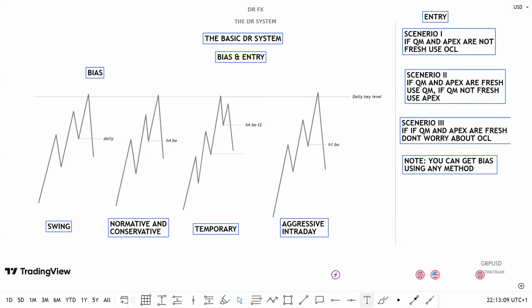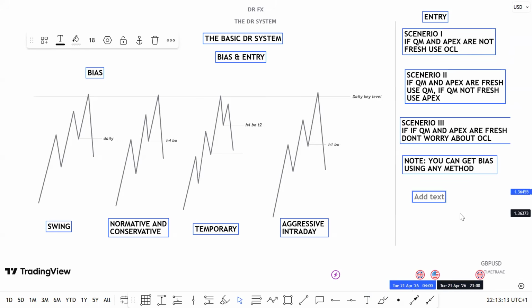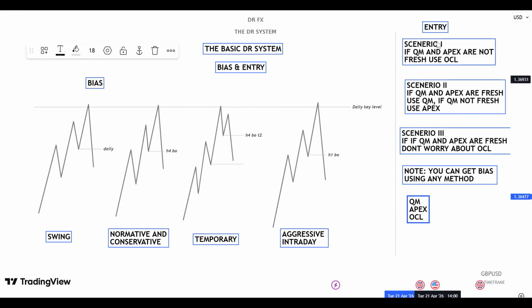Now, before I even start this explanation, we use only 3 key levels to execute after a breakout. That is based on the doctor system. We use QM, Apex, and what? OCL. But the OCL here is a case-by-case thing. We don't always use it. We use it in some scenarios. You understand? Now, the first thing says, if QM and Apex are not fresh, use OCL. Now, what does this mean?